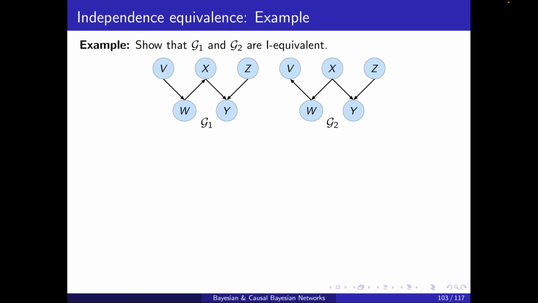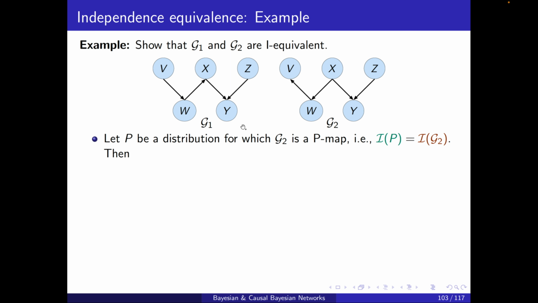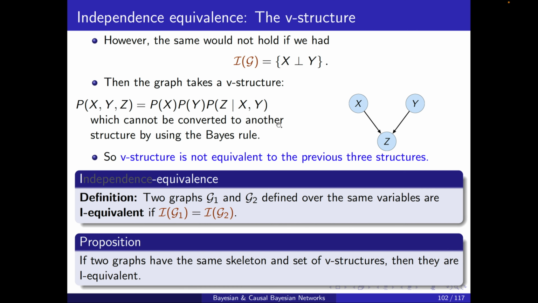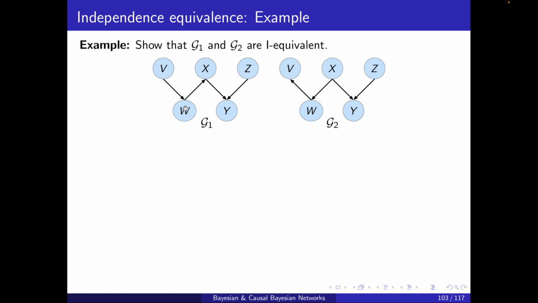Now let's see an example and also how we can prove such a thing. In this example, we're given two graphs G1 and G2, and we're asked to prove that they are I-equivalent. How can we do that? Well, using the proposition, it should be straightforward, right? They have the same skeleton and the same V structures. The skeletons are the same, yes. And this one has only one V structure, X, Y, Z, and so does this one. So by the proposition, they should match. But how can we prove it in this case?